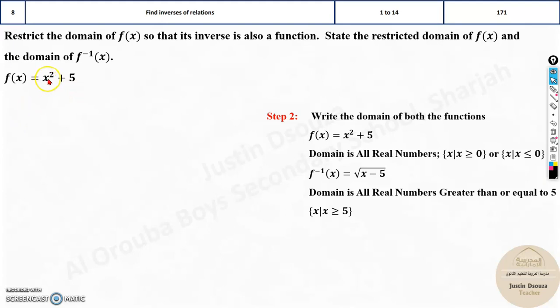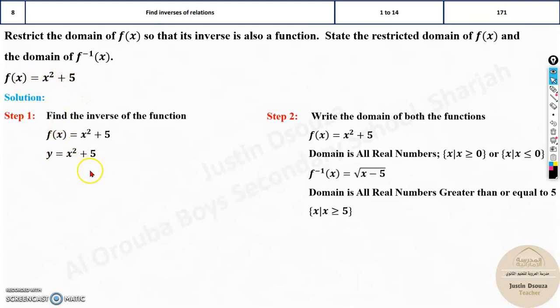Just now what we did, take this as y equals x squared plus 5, then swap the x and y. Instead of y you write x, and instead of x you write y, so it's x equals y squared plus 5. And then take this 5 to the other side, x minus 5 equals y squared. And then take the square root on both the sides, that becomes y equals square root of x minus 5. And what is this? That is the inverse function, f inverse of x, square root of x minus 5. This is the inverse. Okay.